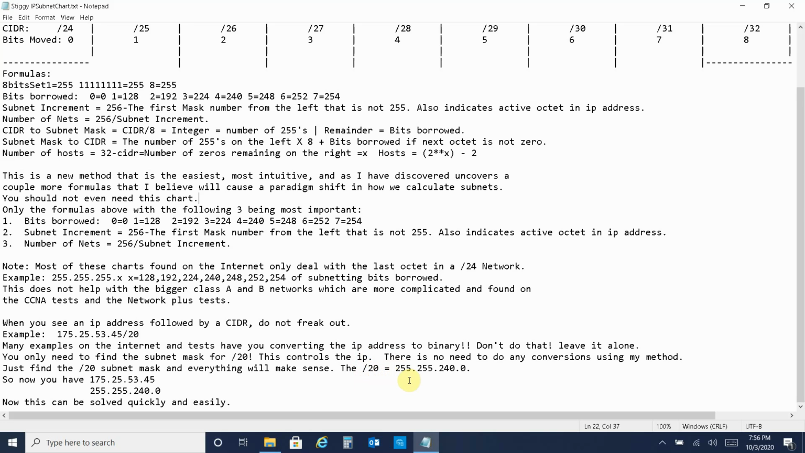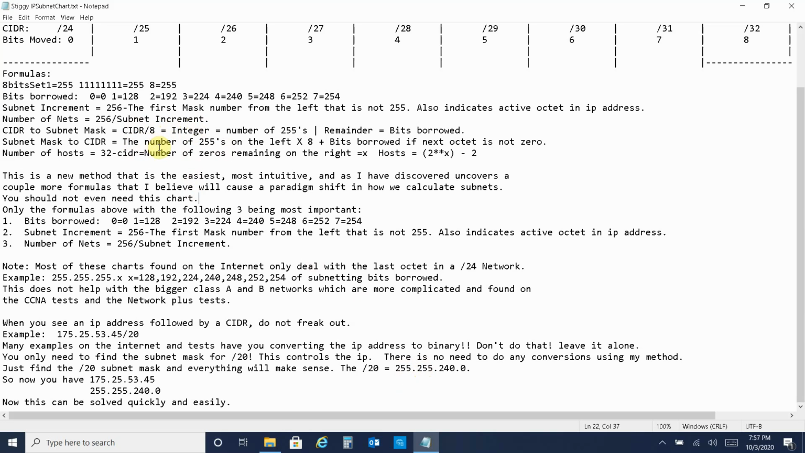Well, /20, you simply go back up here, and you can take 20 and divide it by 8. How many 8s go into 20? Forget the slash here. 20 divided by 8 is what? How many times? They go into it 2 times. So it means you're going to have 2 255s. All right?